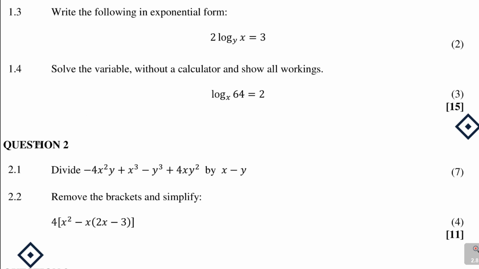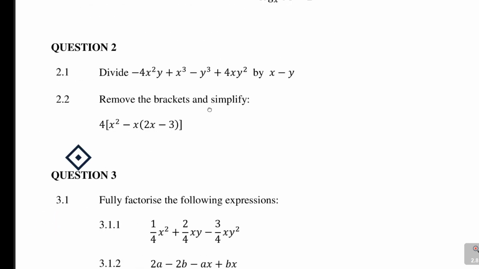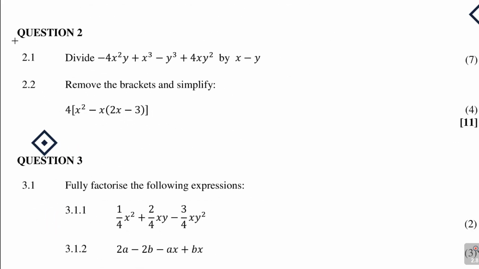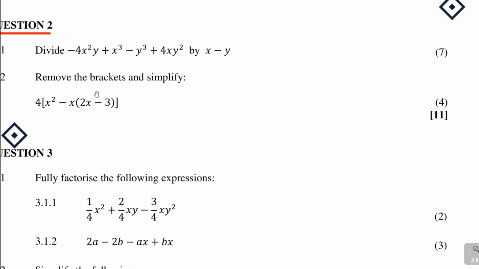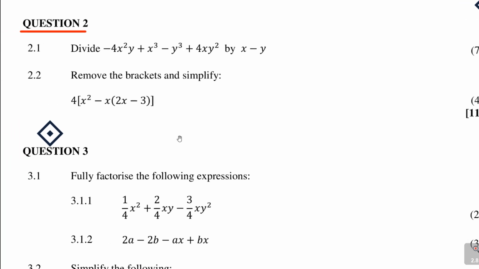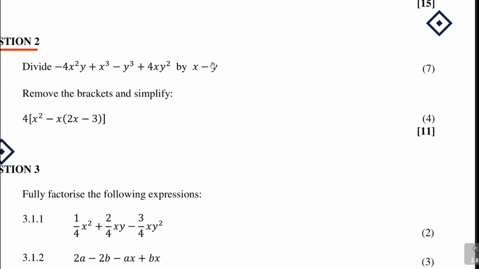Let's continue. Question 2 now. That's where we are moving to question number 2. Now, let me tell you something. You see, 7 marks and 4 marks. You don't need to panic. This is long division, and they like this long division. I usually see one variable, but here they treat you with 2 variables, x minus y. It says divide this by this.